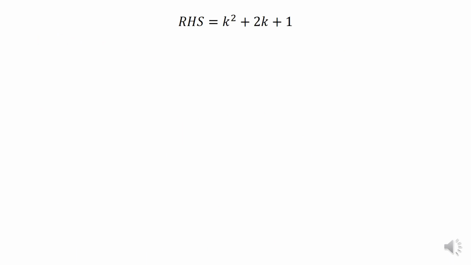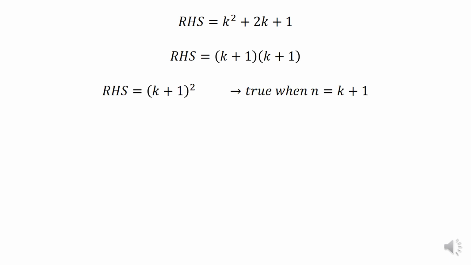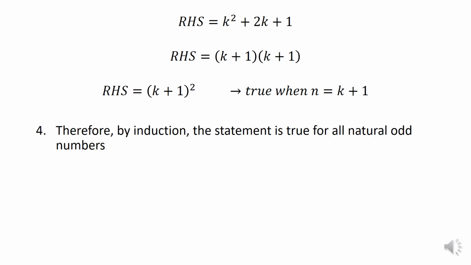Now, taking the right hand side from the previous equation, let's work with this. We have a quadratic expression. Let's factorize it, and we get two factors, k plus 1 times k plus 1, which is of course k plus 1 squared, which is what we wanted on the right hand side. And now we can say that the expression is true when n equals k plus 1. And step 4, we just have to state, therefore by induction the statement is true for all natural odd numbers.